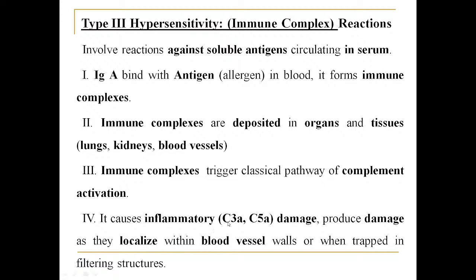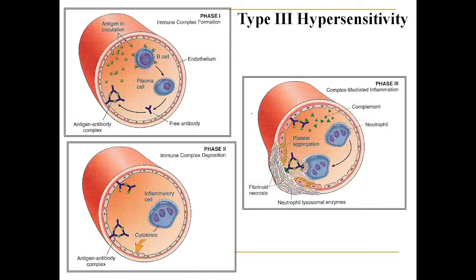Activation of complement causes activation of C3a and C5a. These are inflammatory components. They cause damage of organs and tissues where they are localized, if they localize within blood vessel walls, or when trapped in filtering structures in the kidneys. So it causes inflammation.